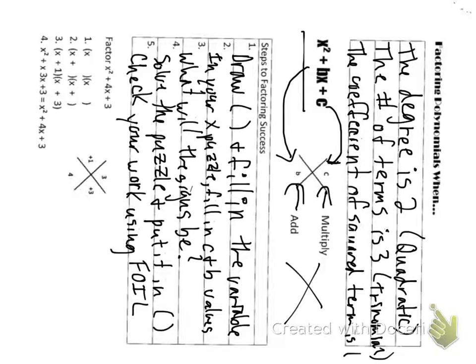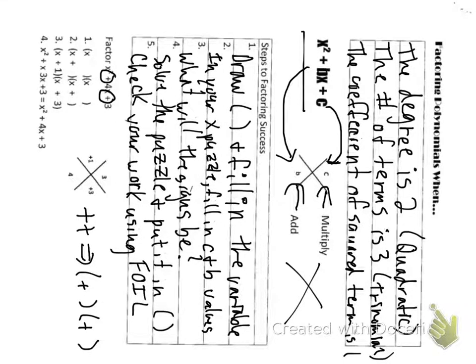Step 3, what will the signs be? So here's a little trick that I use. I just memorized this little chart that I've come up with. If your equation starts off as plus plus, and I'm talking about these signs right here, then the 2 signs in your set of parentheses will both be plus plus.